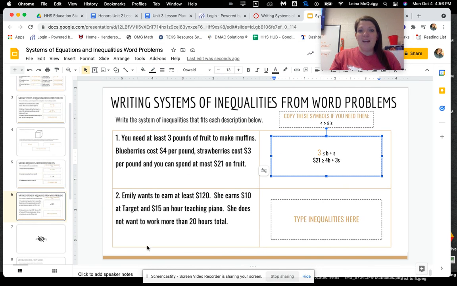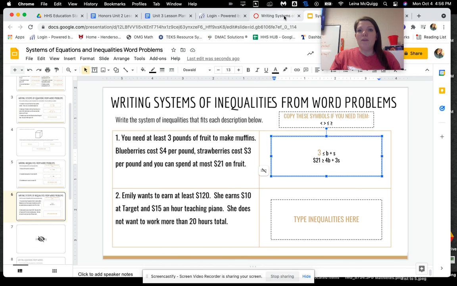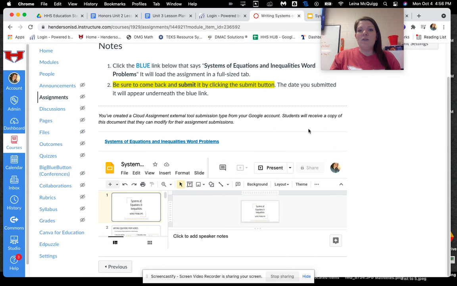All right, so I want you guys to do number 2 and write your 2 inequalities. Then once you finish, go over it with the class, make sure everybody's on the same page, you guys are all in agreement. Come back to Canvas. You can go ahead and close out that once you have it finished. Come back to Canvas, and you guys have a blue submit button right here. I want you to make sure you hit the submit button.